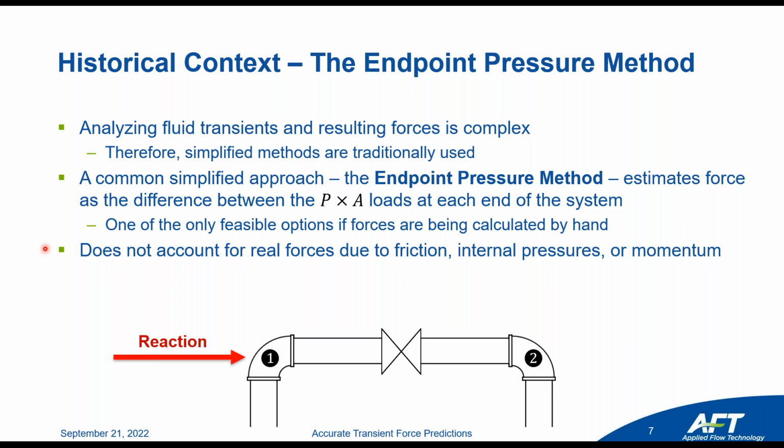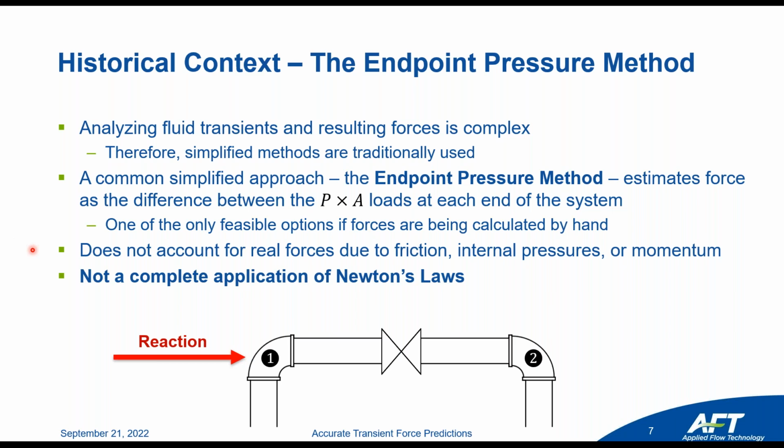If you want to account for everything, it is important, and often dominant, is the P times A, but there's also forces due to friction, there's forces due to internal pressures, and especially if there's diameter changes or valves or something, a high loss valve inside or an orifice, and there's also forces that result from momentum change, okay?